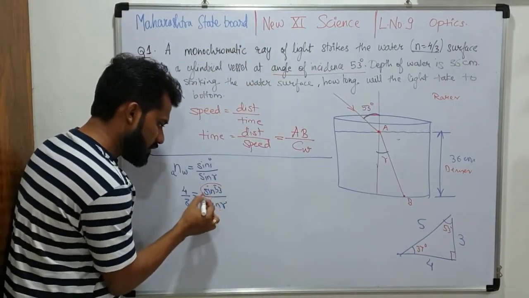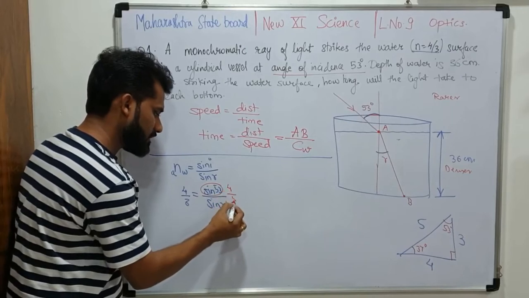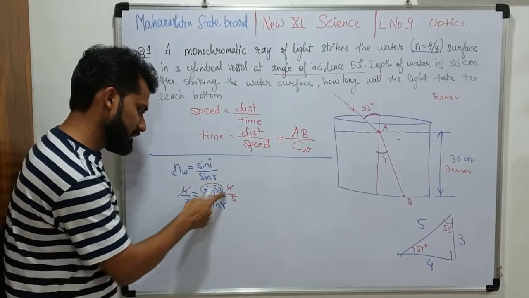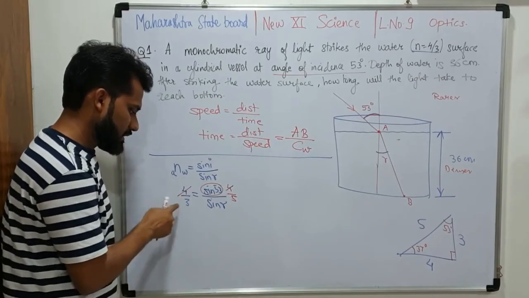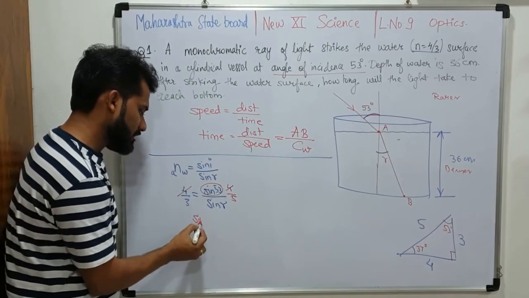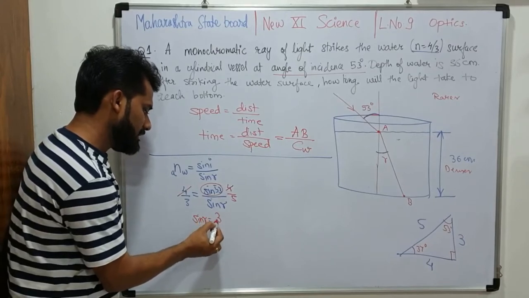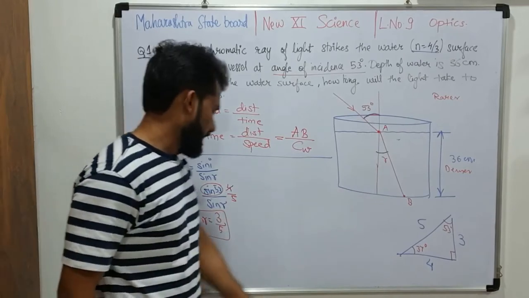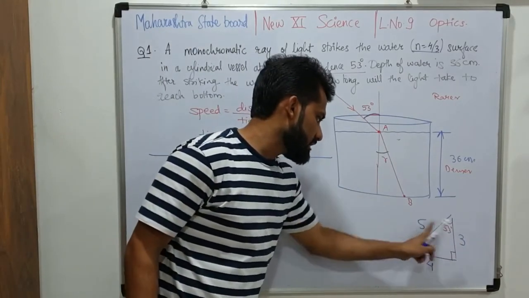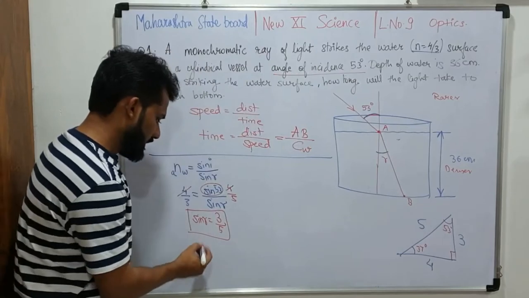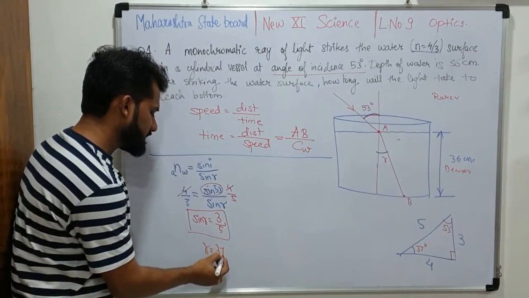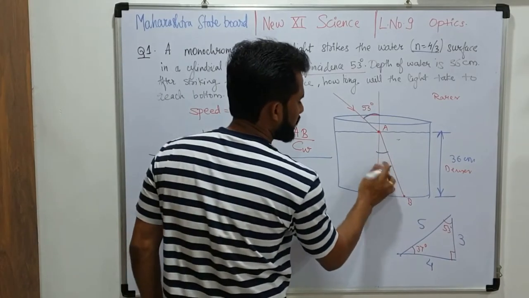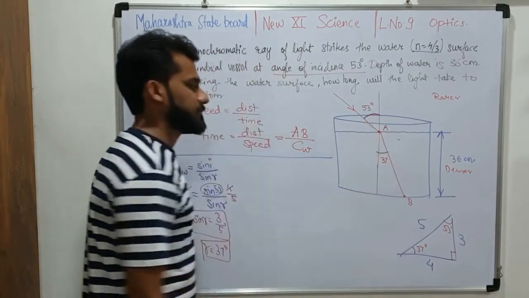So if I replace the value of sine 53, which is 4 upon 5, clearly 4 and 4 will cancel, and on cross multiplying 3 will go up. This is 4 by 3. So 3 will go up. So sine r will be equal to 3 by 5. And from this particular figure, you can easily see what is 3 by 5. 3 by 5 is sine of 37. So r should be equal to 37 degrees. So this angle we get as 37 degrees. The angle of refraction is 37 degrees.